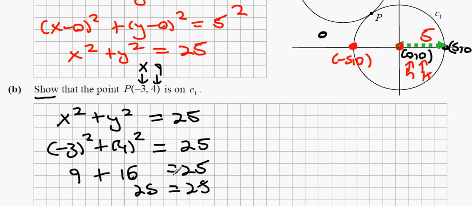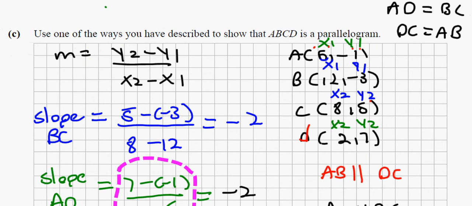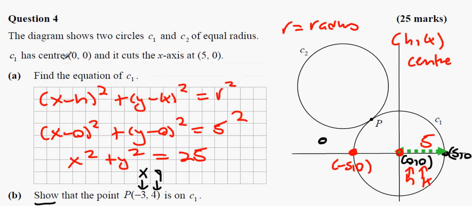Now, next question we're going to be asked is the two circles touch at minus 3, 4. P is on the line joining the two circles. Find the equation of C2. So they touch at minus 3, 4. So let's go back to the diagram here. So this point here is minus 3, 4.